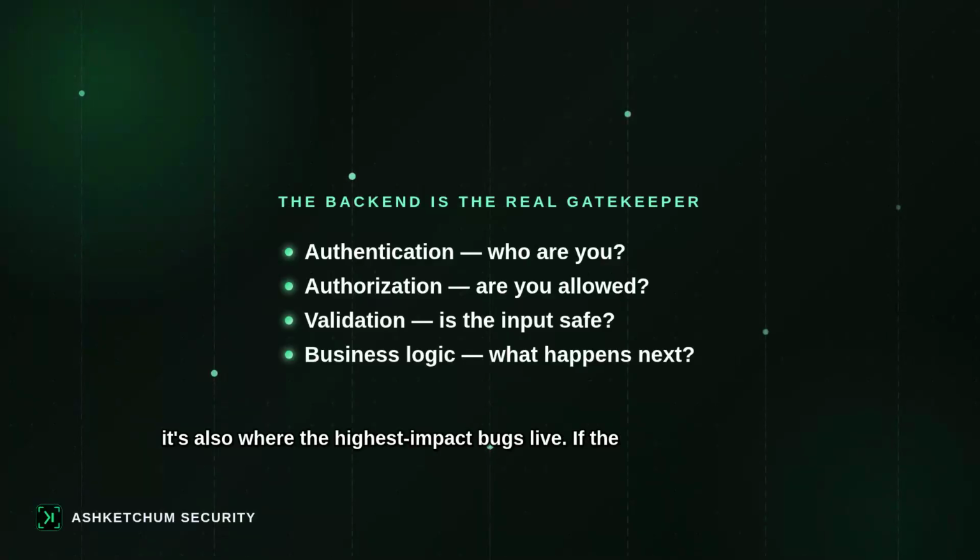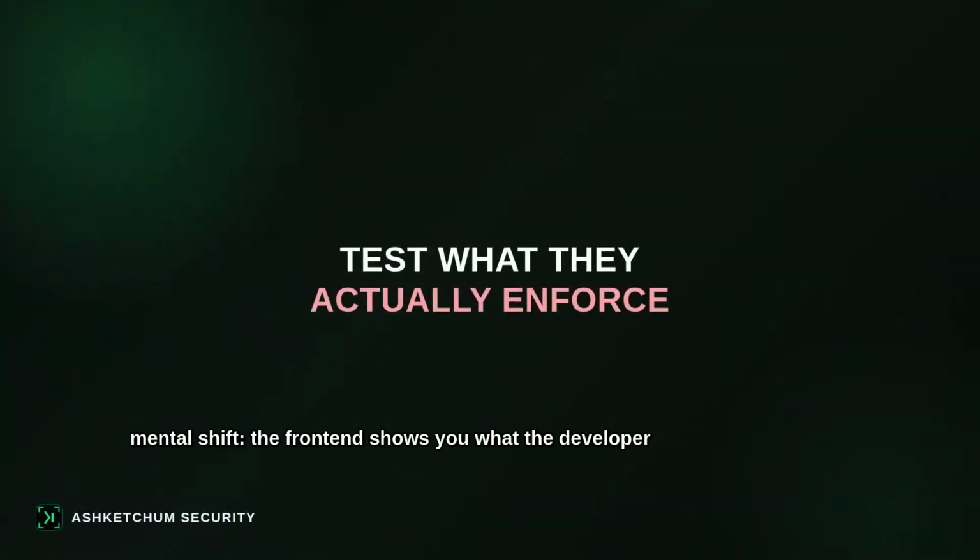Because the backend is the real gatekeeper, it's also where the highest impact bugs live. If the backend forgets to check authorization on an endpoint, you get broken access control. You can reach data or actions that aren't yours. If it trusts input it shouldn't, you get injection. If its logic can be tricked, you get business logic flaws. Here's the mental shift.